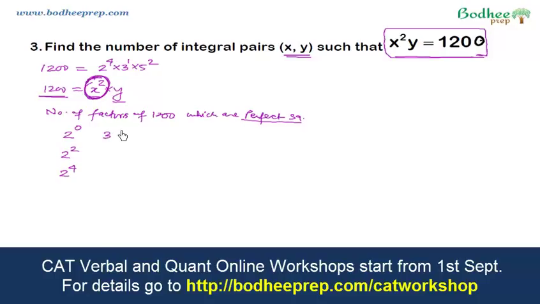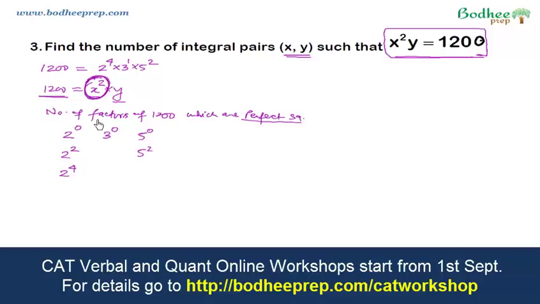And 3 can be used as 3 to the power 0 only. 5 can only be used in 2 ways. So if I take any value from this particular column, multiplied with any value, in fact the only value is 3 to the power 0, and multiply with any value of the third column, whatever comes will always be a factor of 1200, and it will always be a perfect square.